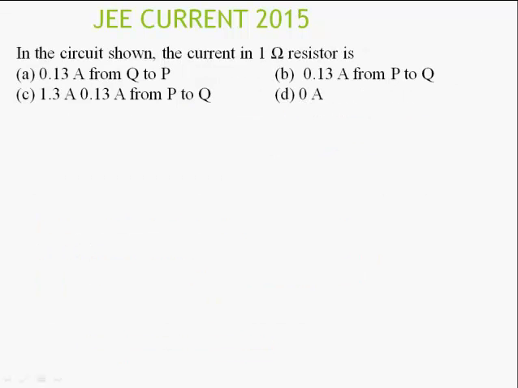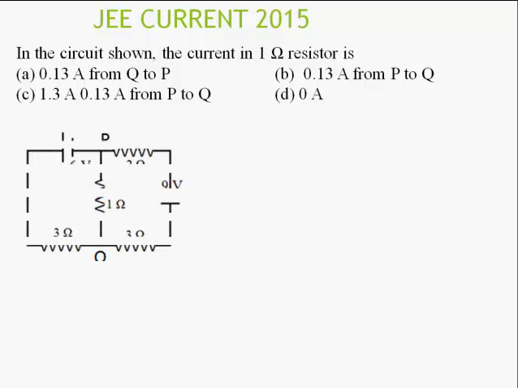Now let's see 2015. It's a circuit and the current in the 1 ohm resistor is to be found. Let's see the circuit. This is a purely Kirchhoff law question, nothing specific. You can do it by node analysis, or by the superposition theorem if you have studied that. Otherwise, from the basics you can go for Kirchhoff's law. For students who have done node analysis, the superposition principle or Thevenin's theorem, all these will help you to simplify.